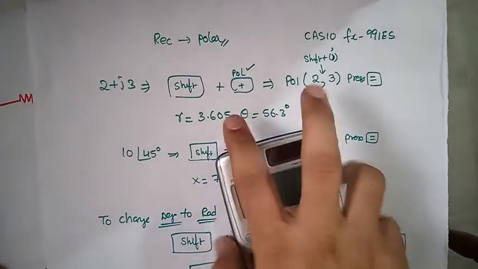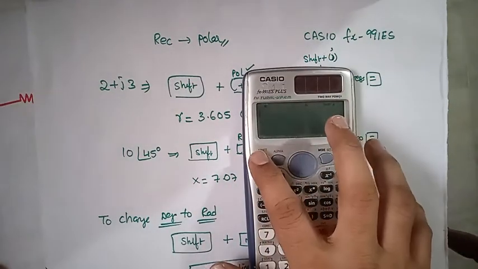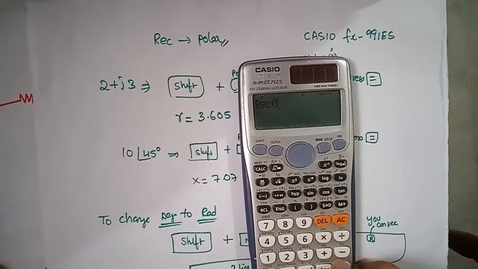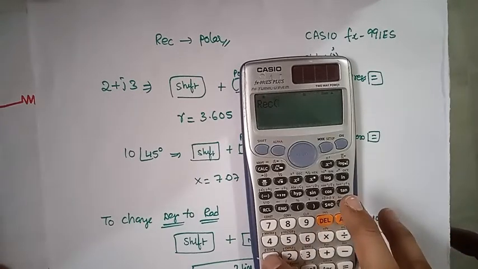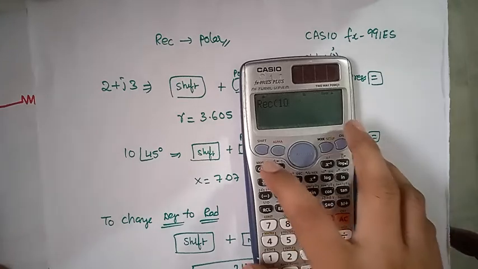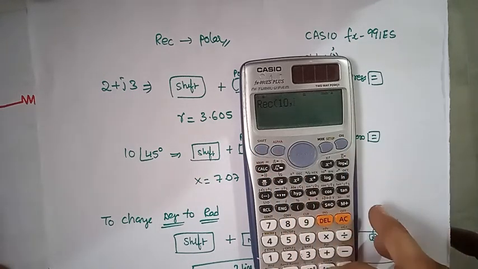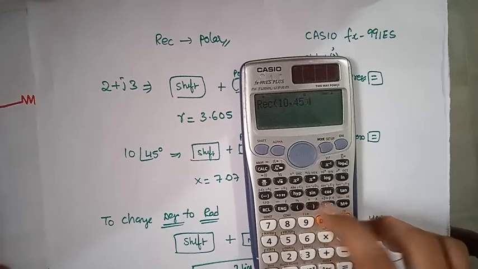Then press Shift and then minus on your calculator. If you press Shift and minus, you can see in the display Rec( and what I need to convert. Insert 10 and then insert the comma with Shift and closing bracket. Then insert the angle, 45 degrees, and close the brackets.